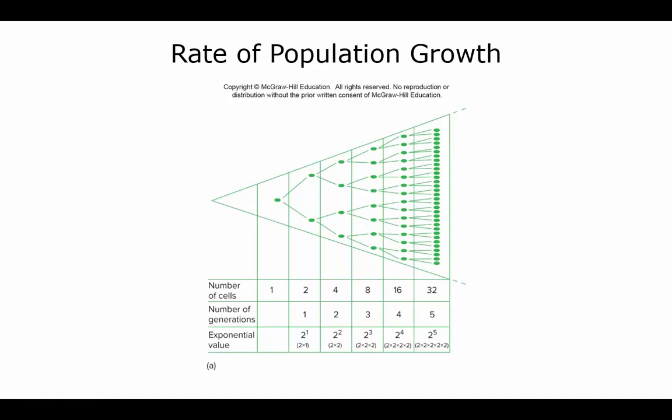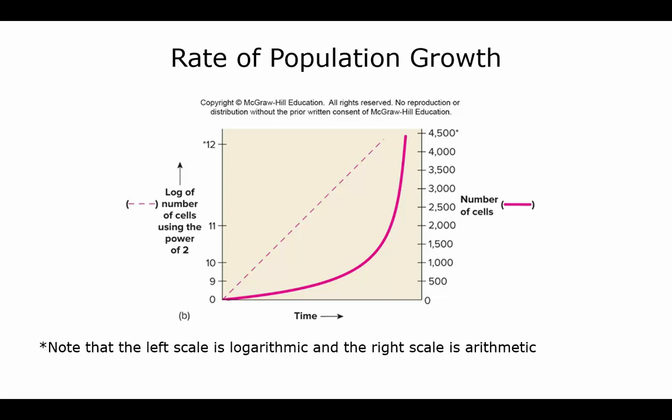So here you can see we start out with one cell, and then we have 2, and then 4, and then 8, and then 16, and 32. 5 generations have occurred. So we're going to learn how to figure this. And here you have a logarithmic scale that is going to be this dotted line, and the arithmetic scale is the curved line that you see there, if we rate their population growth.